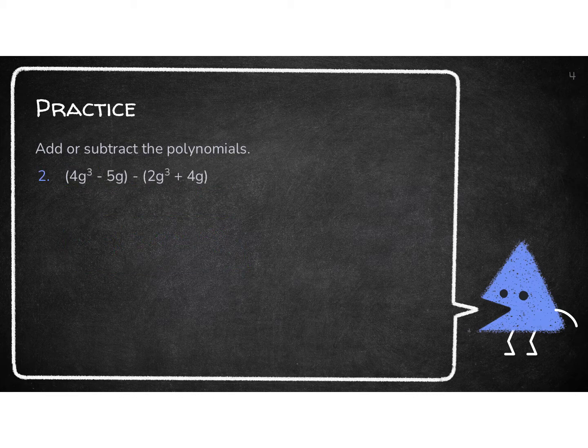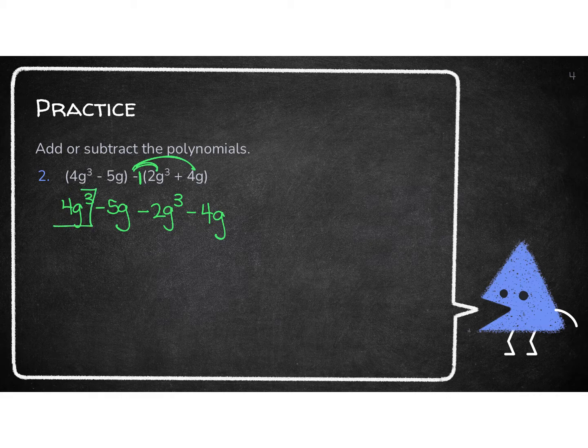If I look at number 2 here, it's a minus sign. So what that's saying is I'm actually subtracting a negative 1 times both of these things. The first piece I'm going to leave the same, so 4g to the third minus 5g. I'm going to distribute that negative 1 to both things, so I'm going to get minus 2g to the third, and then minus 4g. So now I can combine my like terms.